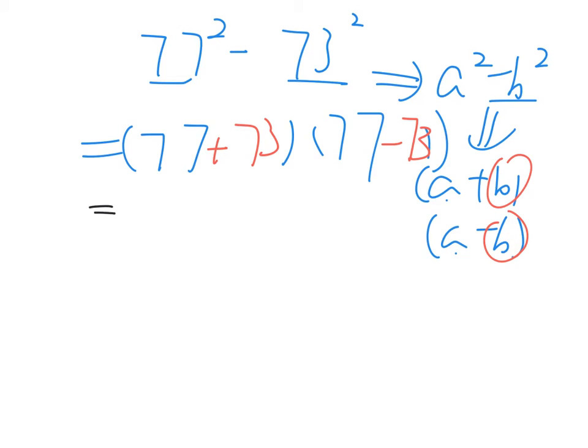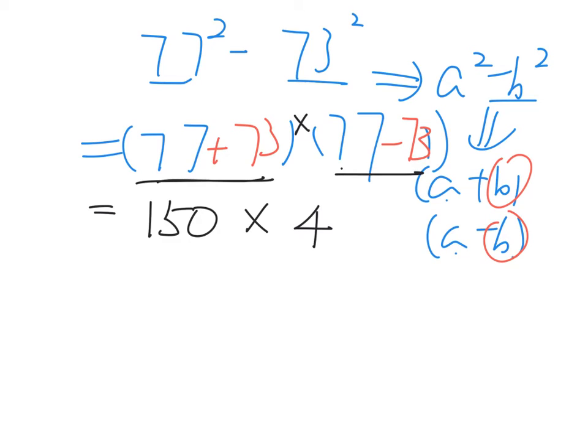As a result, when you sum these two, you find that it's 150, and when you consider 77 minus 73, you find it's 4. That means as a result, you know the product, so after these two take the calculation, it's just the same as 150 times 4. Now you can quickly give me the result, which is 600.